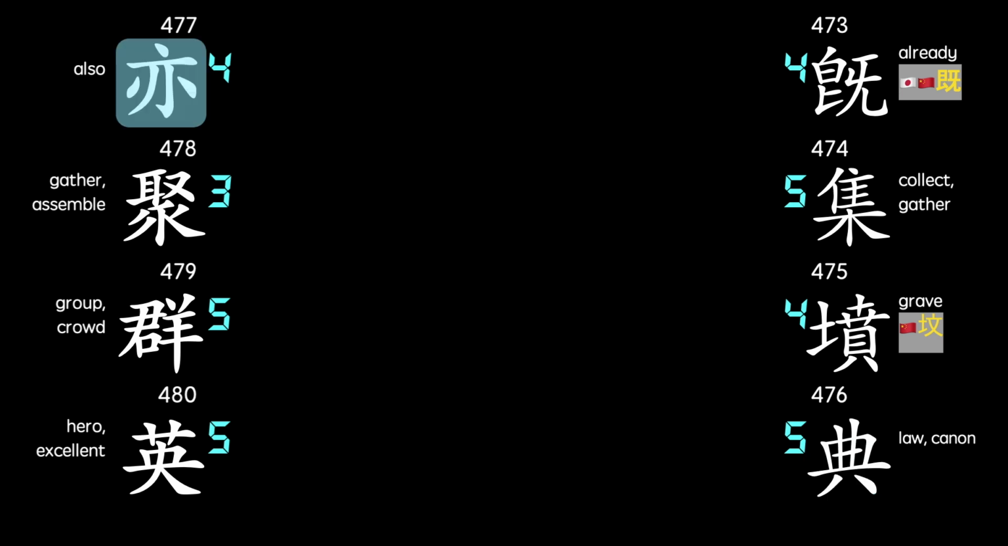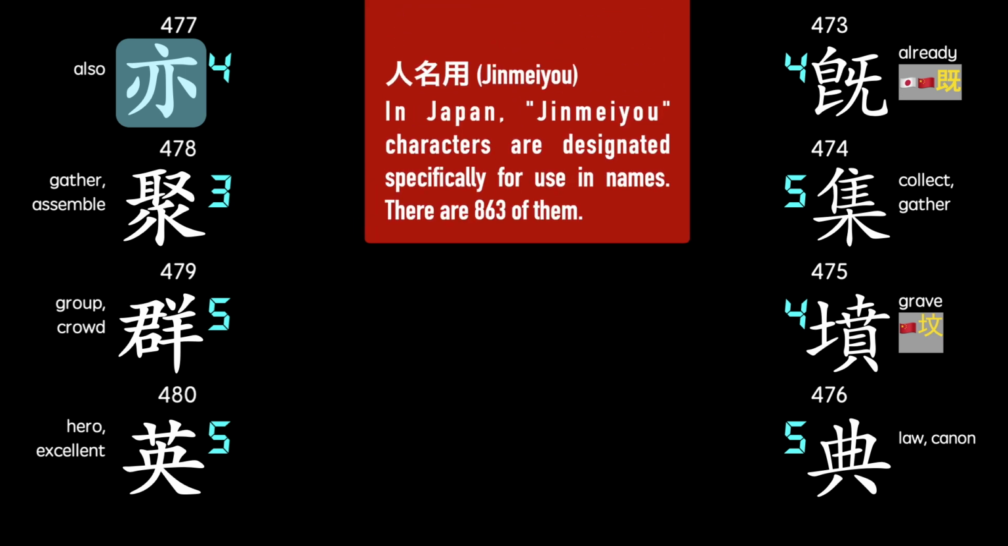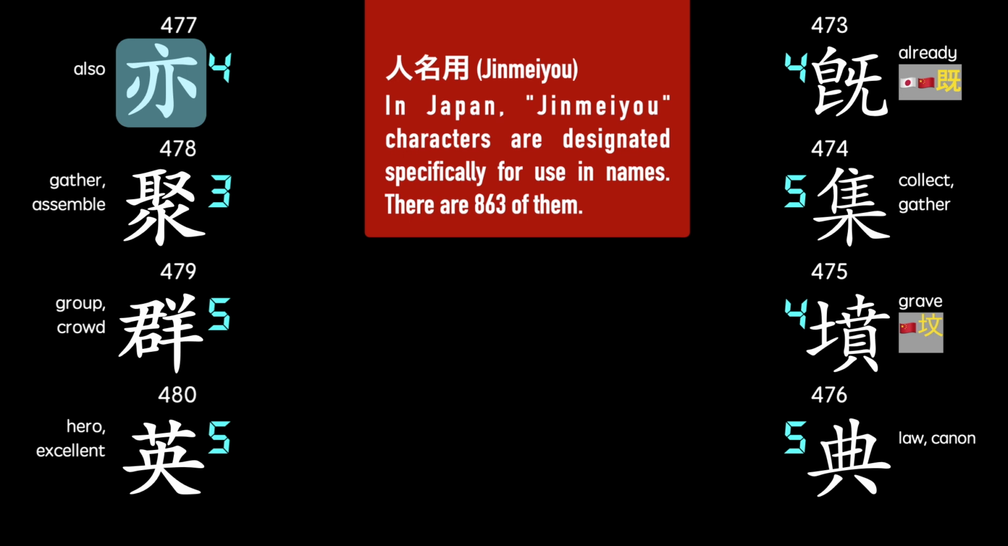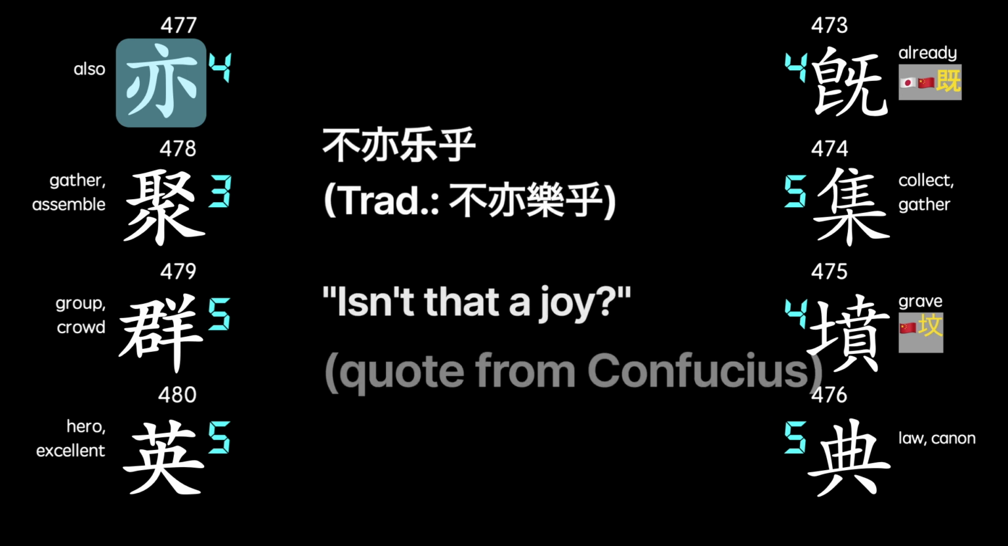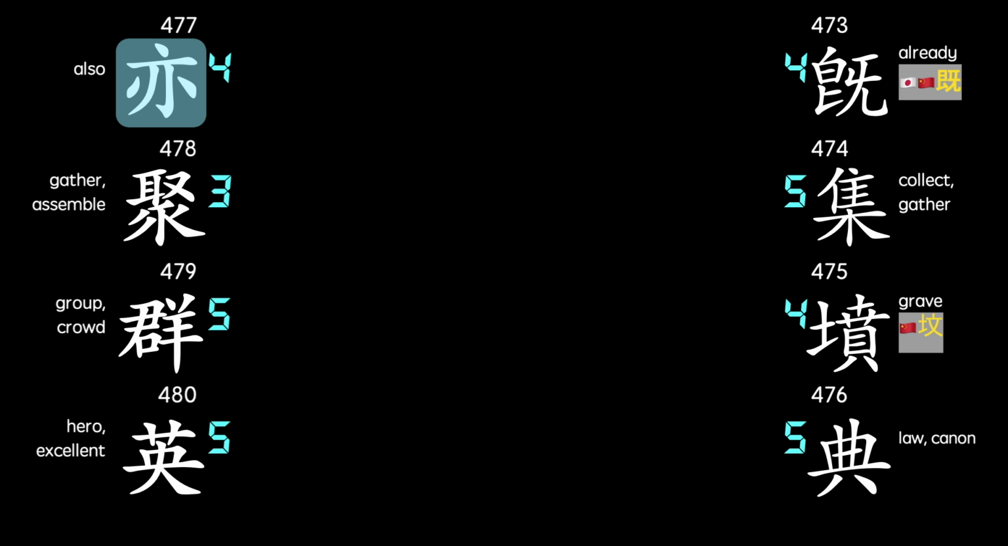This character means also. In modern Japanese, this character seems to have replaced it, but it is still used as a jinmeiyo character, meaning that it could appear in names. If I'm not mistaken, this character was often used in ancient Chinese literature, meaning to or also, but it has become rarer in modern Chinese.